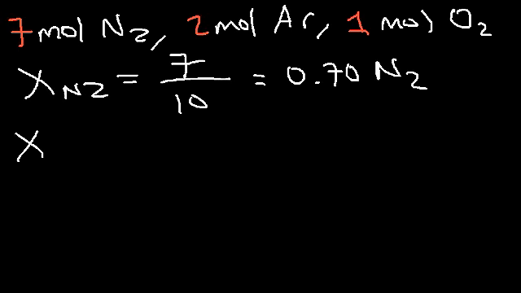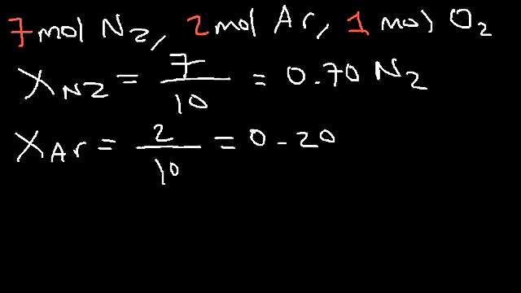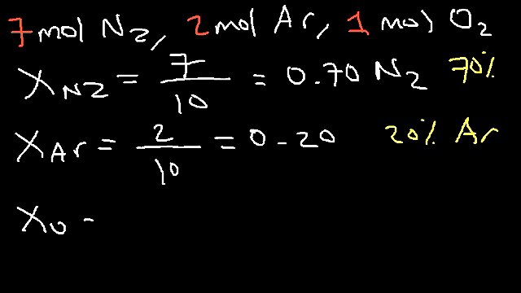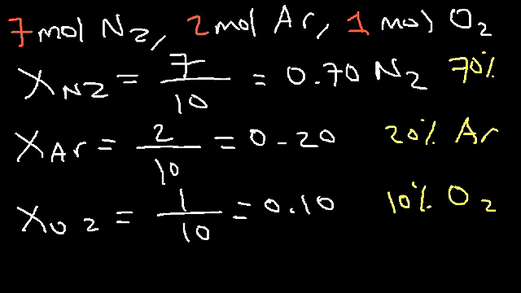And the mole fraction of argon, there's 2 moles of argon out of a total of 10, so that's equal to 0.2. And so what this means is that 20% of the molecules is argon. So if we had 1,000 molecules, we would have 700 molecules being nitrogen, 200 molecules would be argon. Now the mole fraction of O2 is 1 over 10, so basically 0.10 or 10%. So 10% of the molecules would be oxygen. So out of 1,000 molecules, 100 of those molecules are therefore oxygen gas.